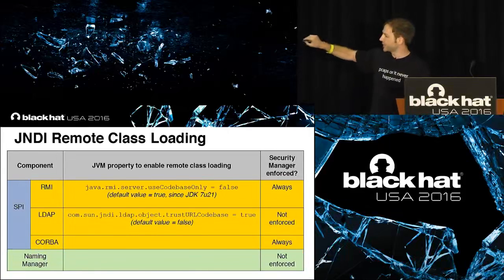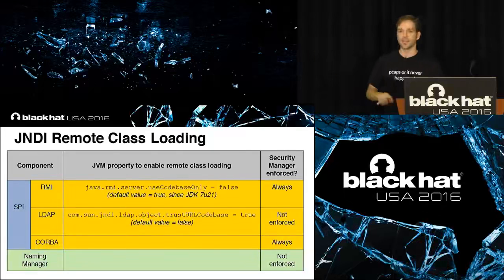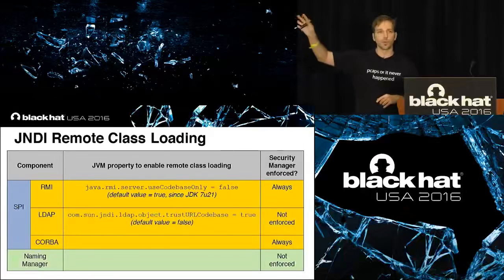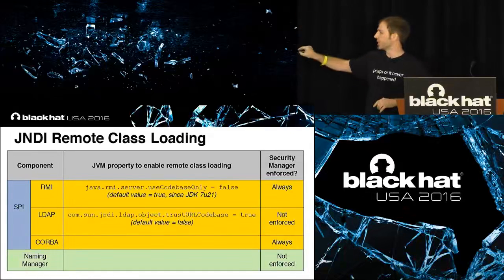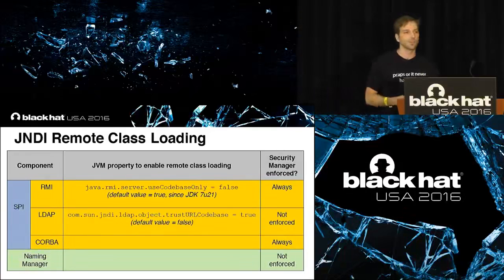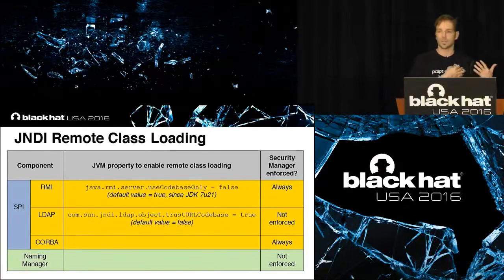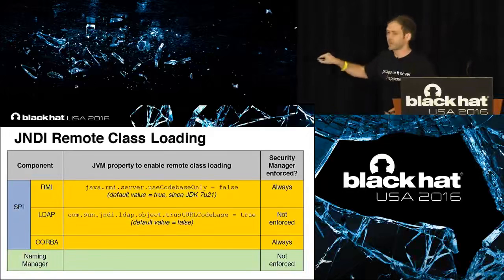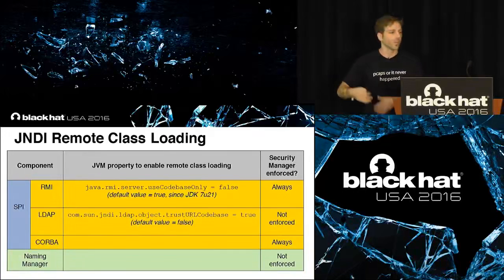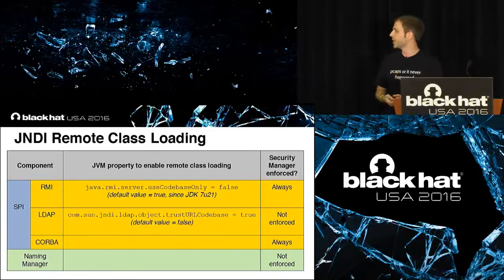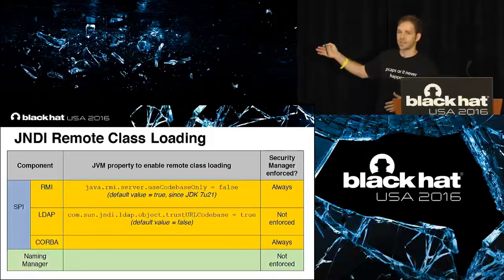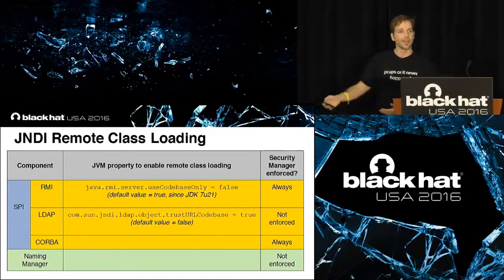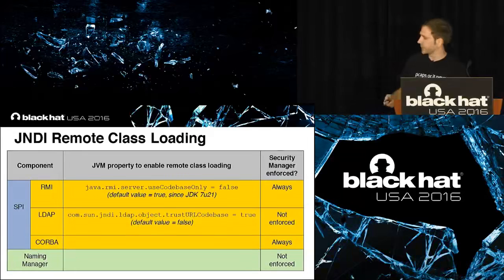And the most interesting part is the naming manager layer. That, if you remember, is the layer that is going to decode the JNDI references. So it's the one that is going to fetch these remote factory classes that I mentioned. For the naming manager, there is no JVM property to actually enable or disable. It's always enabled. And there is no security manager enforcement to control where we are loading these remote classes from, and so on. So this is the ideal scenario for an attacker. He can actually provide any class, and there's not going to be any specific control here.